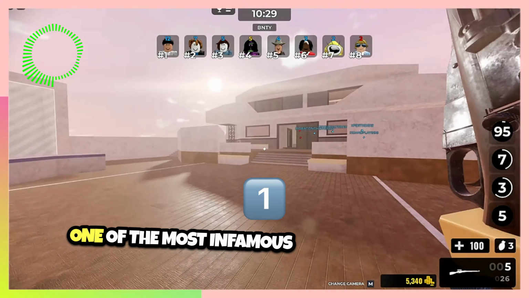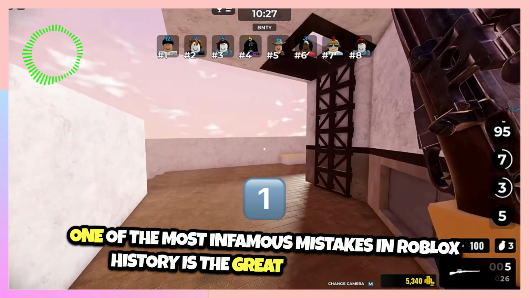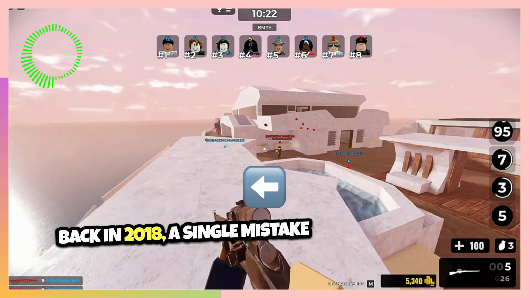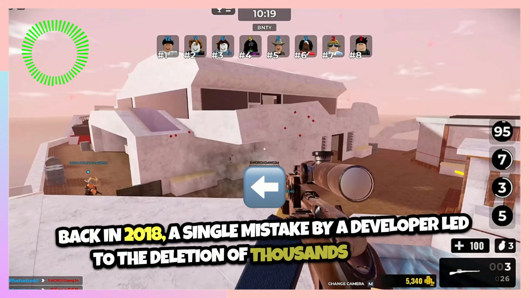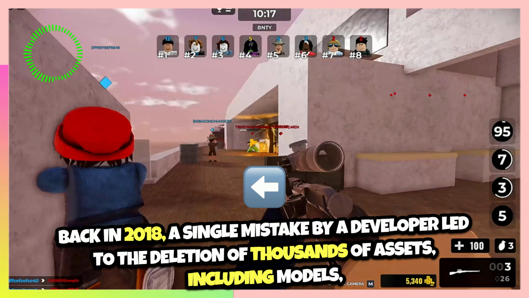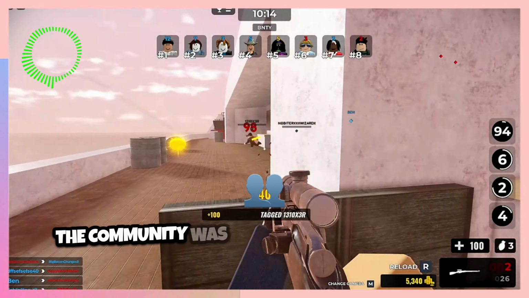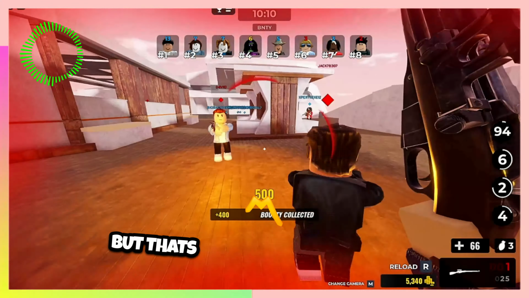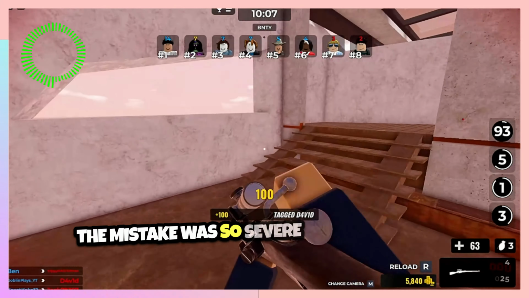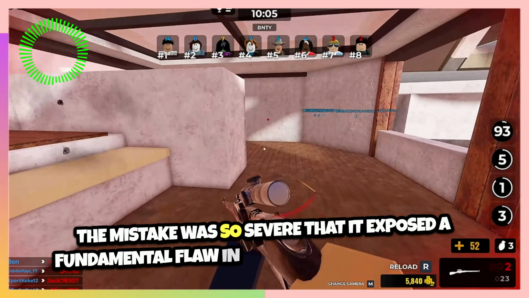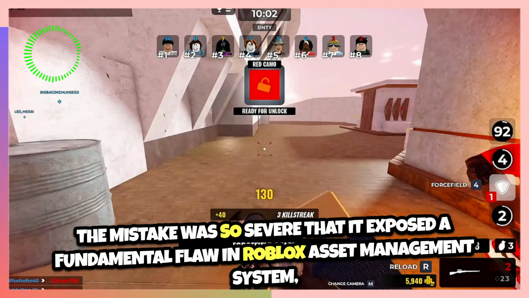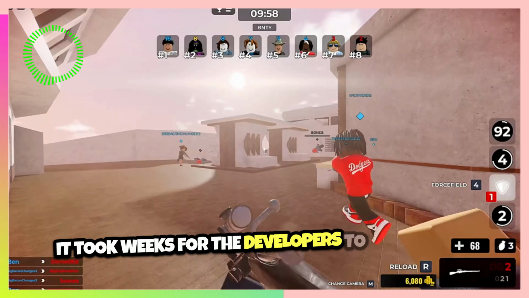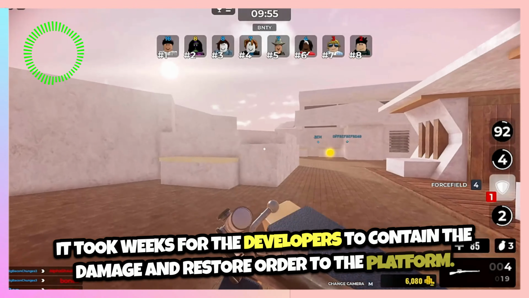One of the most infamous mistakes in Roblox history is the great quote-unquote assets debacle. Back in 2018, a single mistake by a developer led to the deletion of thousands of assets, including models, textures, and scripts. The community was left reeling and developers were left scrambling to rebuild their games from scratch. But that's not even the worst part. The mistake was so severe that it exposed a fundamental flaw in Roblox's asset management system, putting the entire platform at risk. It took weeks for the developers to contain the damage and restore order to the platform.